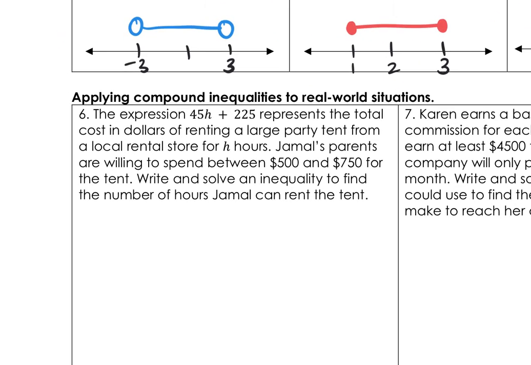Number 6 says, the expression 45h plus 225 represents the total cost in dollars of renting a large party tent from a local rental store for h hours. Jamal's parents are willing to spend between $500 and $750 for the tent. Write and solve an inequality to find the number of hours that Jamal can rent the tent.